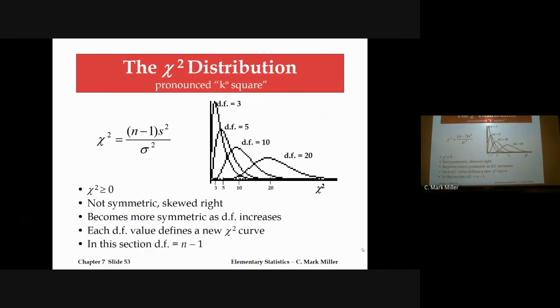This is what I just showed you. It's not symmetric, skewed right, becomes more symmetric as the degrees of freedom increases. And actually, as the degrees of freedom gets really big, it can be approximated with a normal distribution, which we're not going to do. The reason why we're not going to do it is we've got calculators and tables, so approximating using other distributions is not necessary.